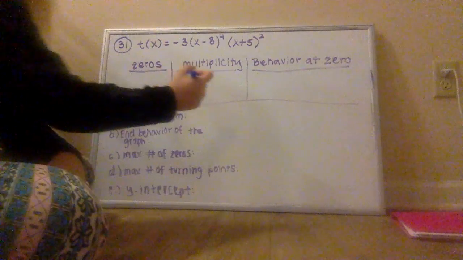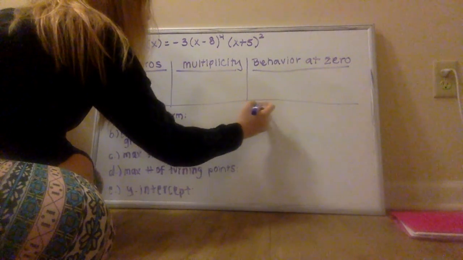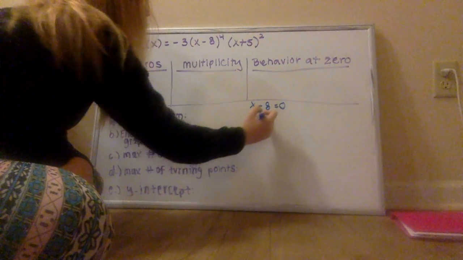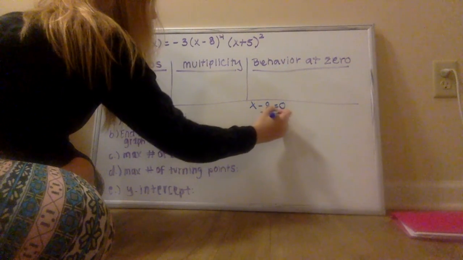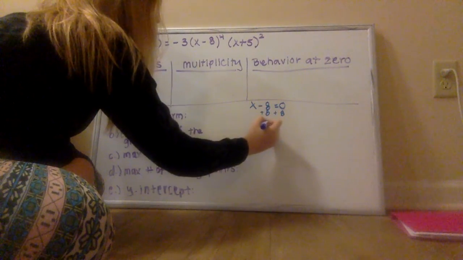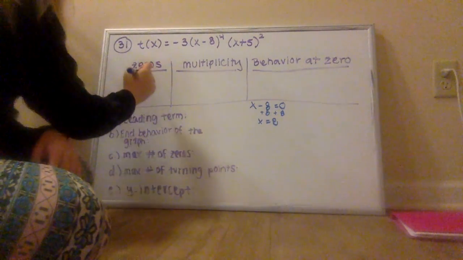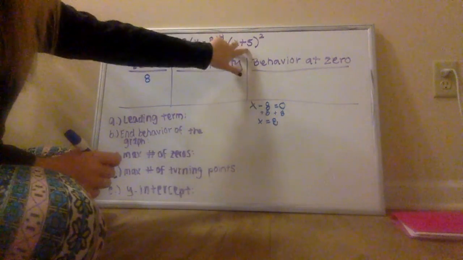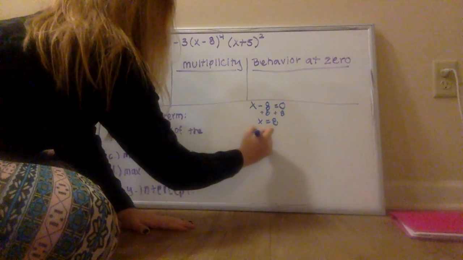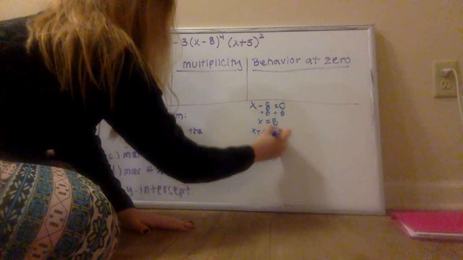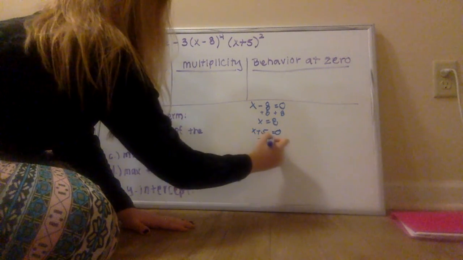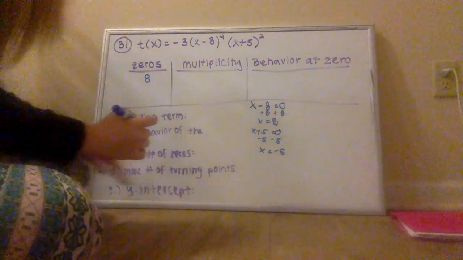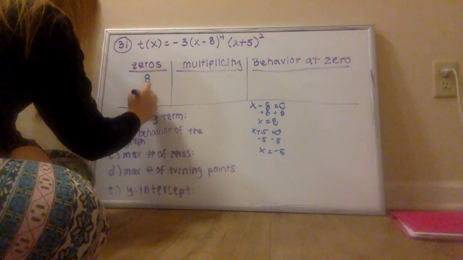So we have our x minus 8. If we set x minus 8 equal to 0, we add 8 to both sides and you get x equal to 8. So 8 is one of our zeros. Same thing over here, we have x plus 5, and we set that equal to 0. We subtract 5, so now we have x equal to negative 5, and negative 5 is one of our other zeros.